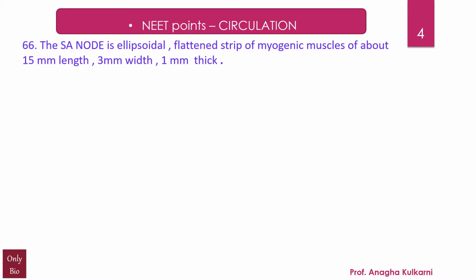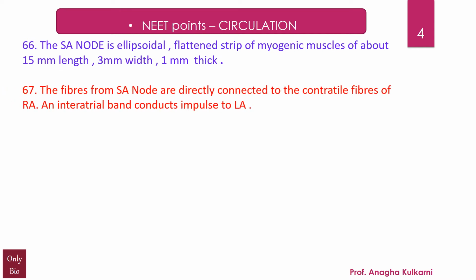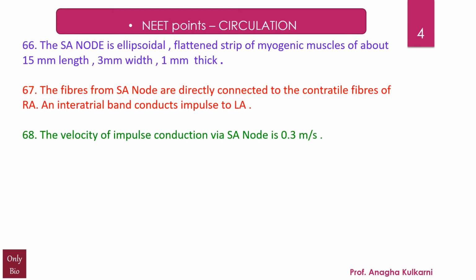Point number 66. The SA node is an ellipsoidal flattened strip of myogenic muscles of about 15 millimeters length, 3 millimeters width with 1 millimeter thickness. Next, the fibers from SA node are directly connected to the contractile fibers of the right auricle. An interatrial band conducts the impulses to the left auricle. Next, the velocity of impulse conduction via SA node is 0.3 meter per second.